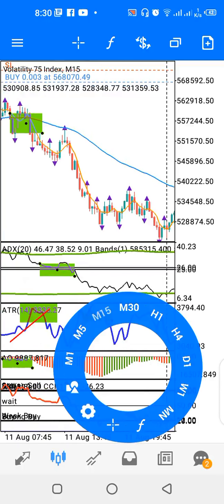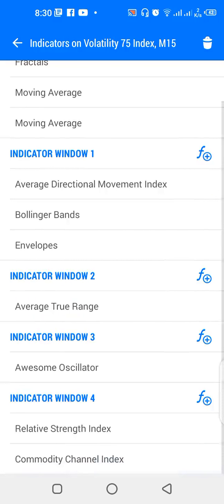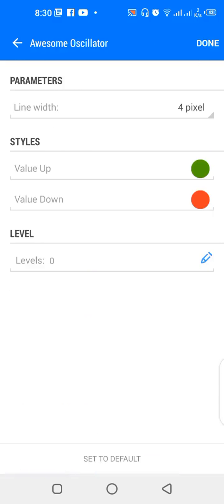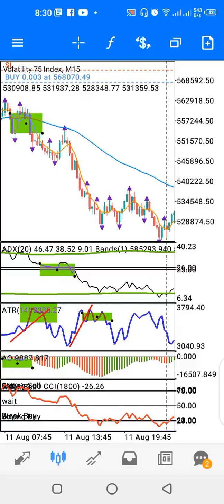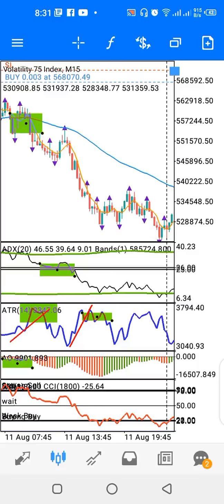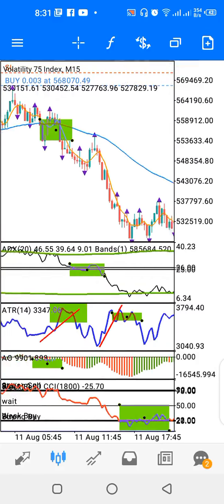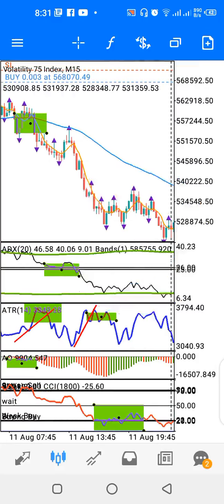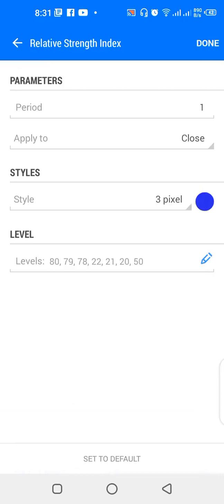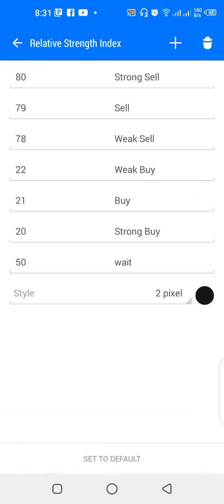Now let's look at the parameters for the awesome oscillator. Not much. The upper value is green color. The lower value is red color. Now the last indicator window. Let's look at the parameters of the fourth indicator window. We have RSI. The period is 1. Apply to close. Color is blue. And for the levels, we have 80, 79, 78, 22, 21, 20, then 50.